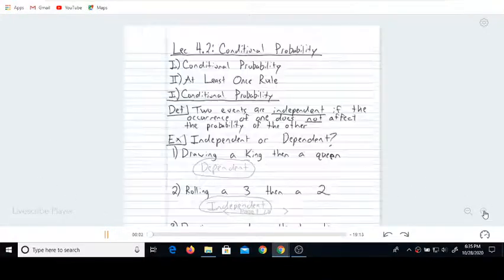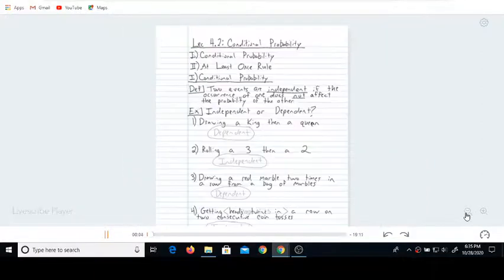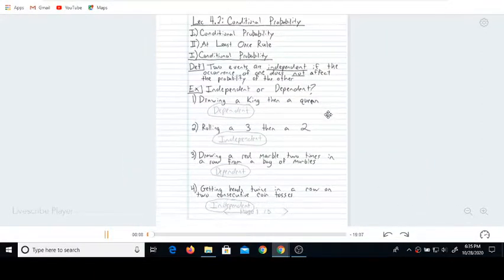Alright, lecture 4.2 out of 3 for the probability unit. So this is over conditional probability. And before we discuss conditional probability, we've got to discuss what it means for two events to be independent. Two events are independent if the occurrence of one does not affect the probability of the other.